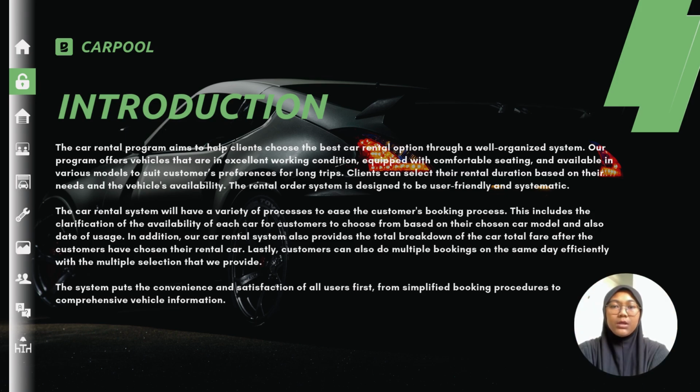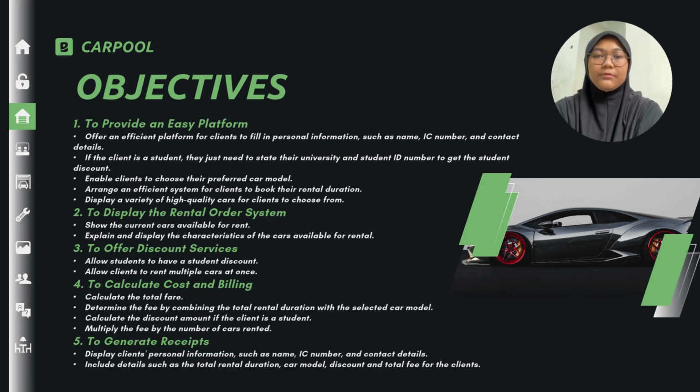The rental order system is designed to be user-friendly and systematic. The car rental system will have a variety of processes to ease the customer's booking process. This includes the clarification of the availability of each car for customers to choose from based on their chosen car model and also date of usage. In addition, our car rental system also provides the total breakdown of the car total fare after the customers have chosen their rental car. Lastly, customers can also do multiple bookings on the same day efficiently with the multiple selection that we provide. The system puts the convenience and satisfaction of all users first, from simplified booking procedures to comprehensive vehicle information. There are 5 objectives in this system.